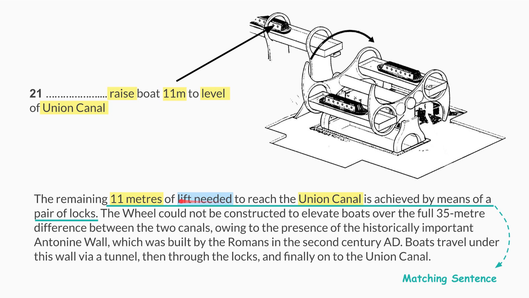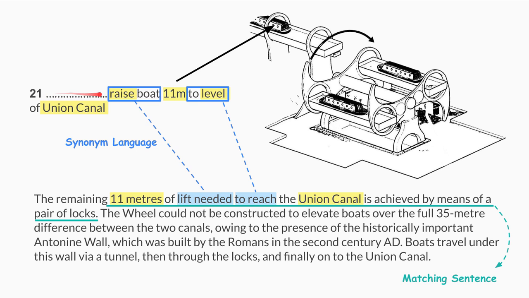Right here, as mentioned before, lift needed is synonym language for raise the boat. Synonym language. Over here, we have another use of synonym language. It says to reach. That is synonym language for level. To level is synonym language for to reach. So let's go ahead and read this sentence from our passage. It says, the remaining 11 meters of lift needed to reach the Union Canal is achieved by means of a pair of locks. So what raises the boat 11 meters? Well, it tells you right here. It's achieved by means of a pair of locks. A pair of locks do that.